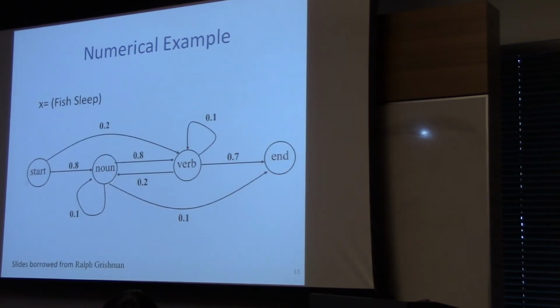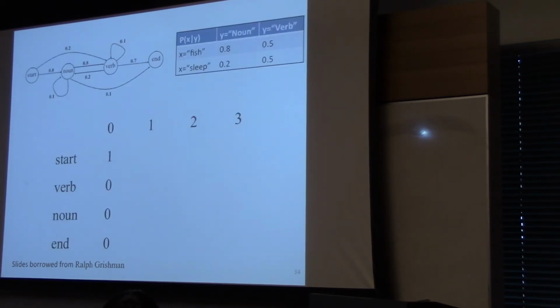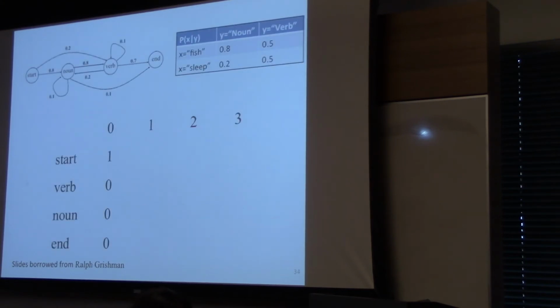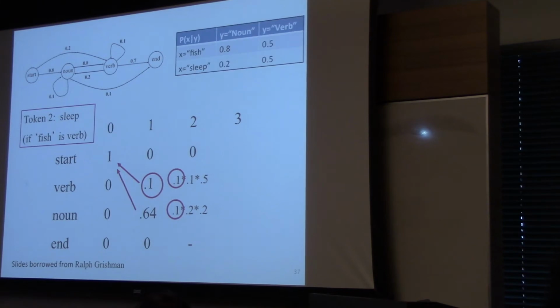Okay, so here's a numerical example. Fish sleep. So this is the verb. This is the part of speech tag transition probability. Transition probabilities. So here's just another version of an operational example. We start in the start state, and then the first token is fish. So we consider the transition probability from start to verb, the transition probability from start to noun. We store that.